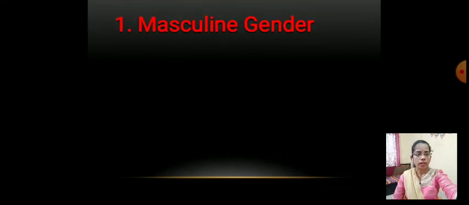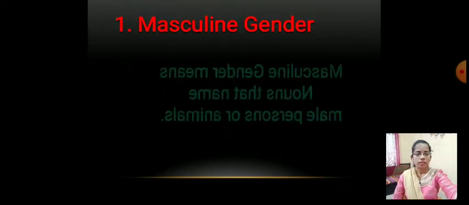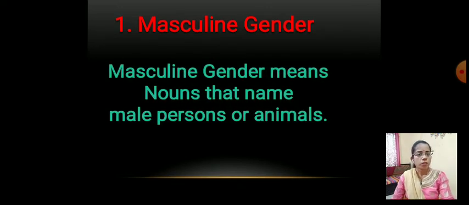First, masculine gender. Masculine gender means nouns that name male persons or animals. It means the noun belongs to a male person or animal. That's what we call the masculine gender.